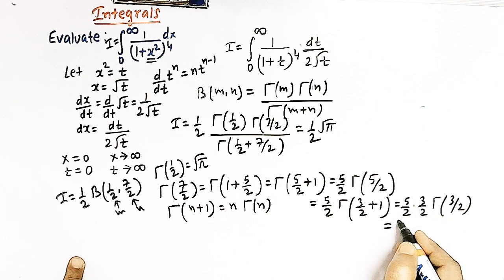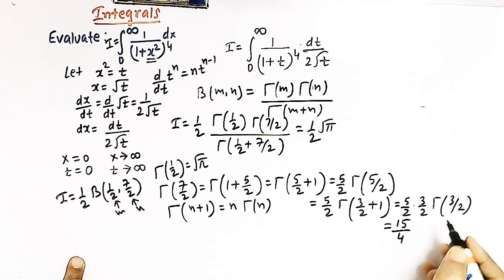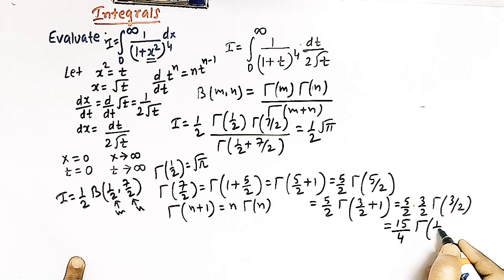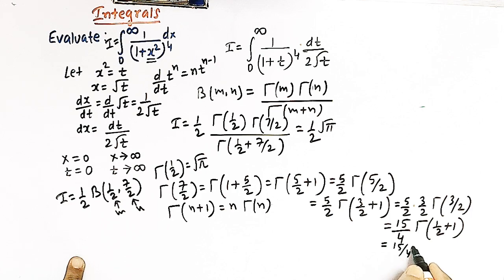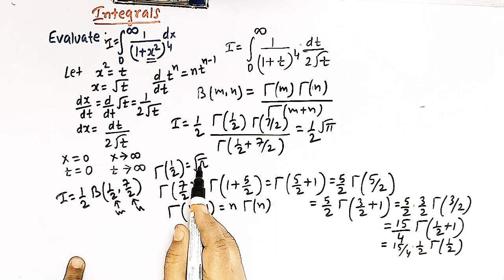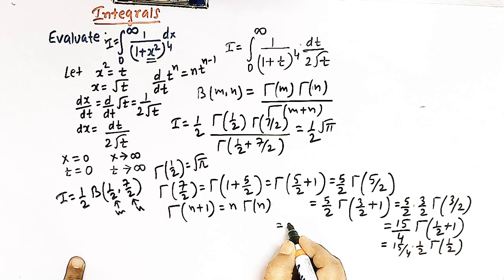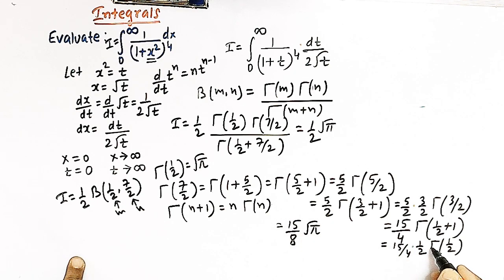So now this is 15 over 4, and gamma 3 over 2 can be written as gamma of half plus 1, right? And again applying this result, we have 15 over 4, and now the value of n is half, so we have half times gamma half. Now gamma half is square root of pi. So now the value of gamma 7 over 2 is given by 15 over 8, and here we have square root of pi for gamma half.